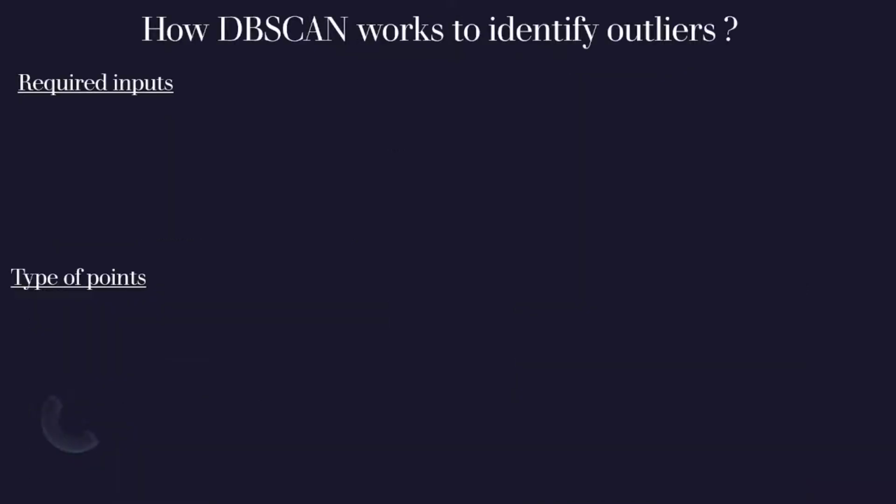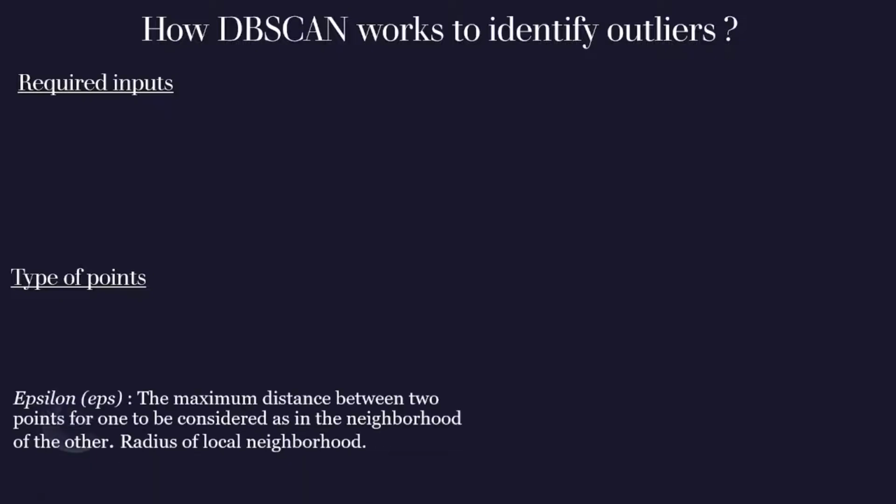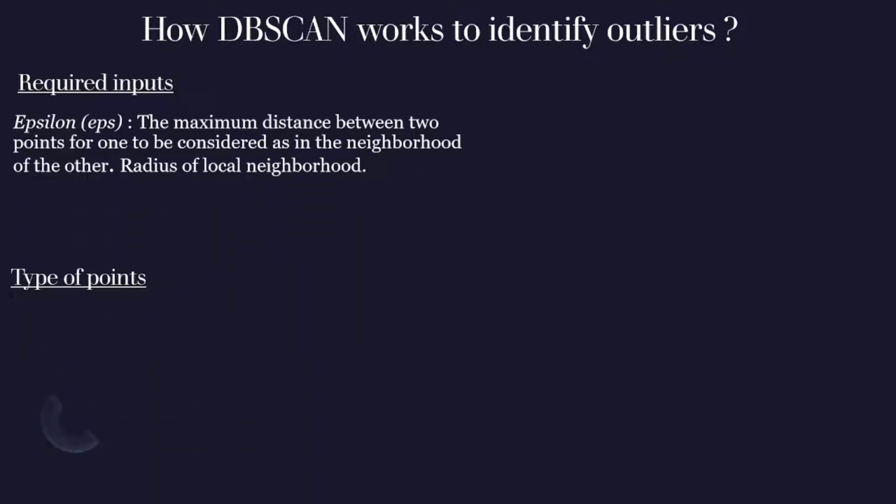So how does DBSCAN work to identify outliers? For that, I think there are two things that you need to understand: the required input and the type of point. Let me start with the required input. The first input that you will need to provide to the algorithm is the epsilon. You have to choose it.